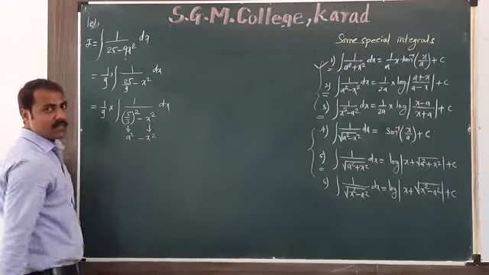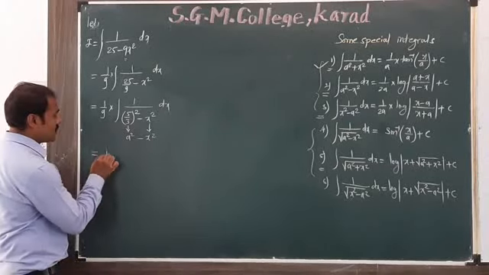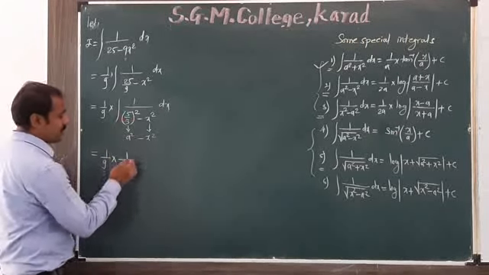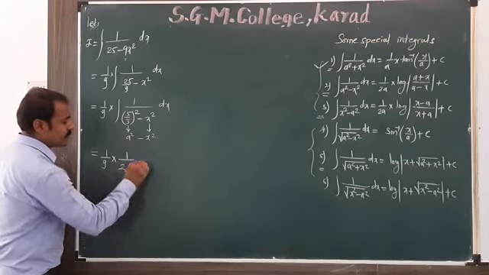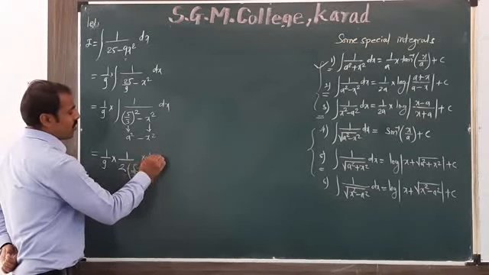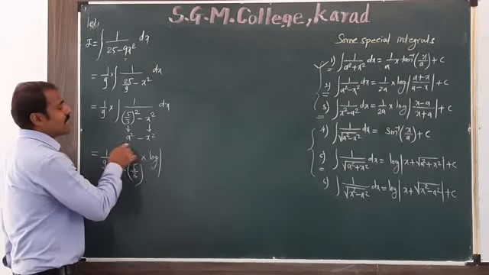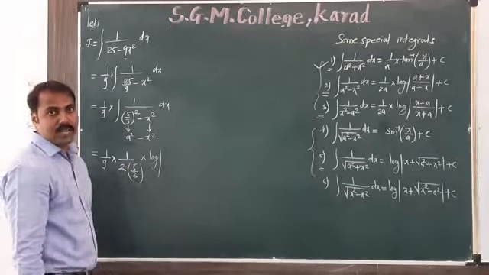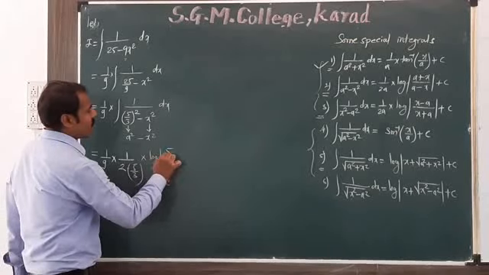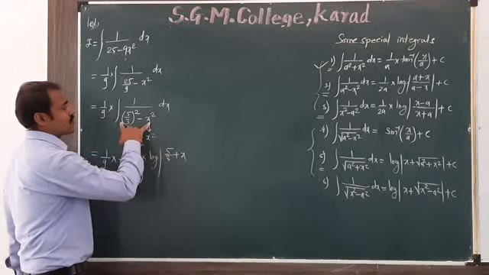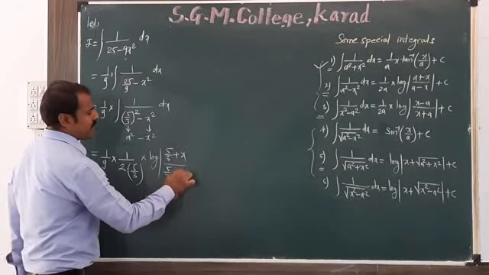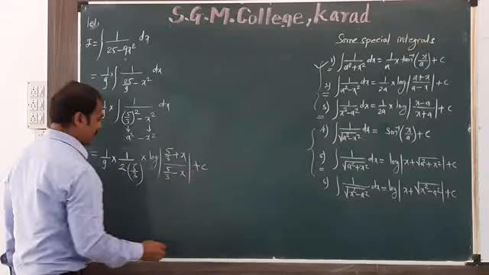How many factors are there? There are 2 factors of a square minus x square. So the formula starts with 1 upon 2 into a. What is a? It's 5 by 3. 1 upon 2 into a into log of mod. Since the formula starts with constant square, write the positive factor in the numerator, that is a plus x, that is 5 by 3 plus x, divided by the negative factor 5 by 3 minus x, plus constant of integration c.